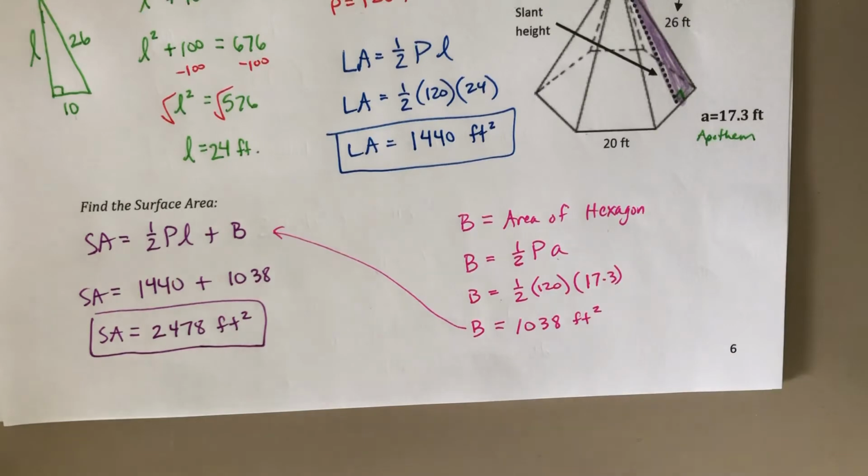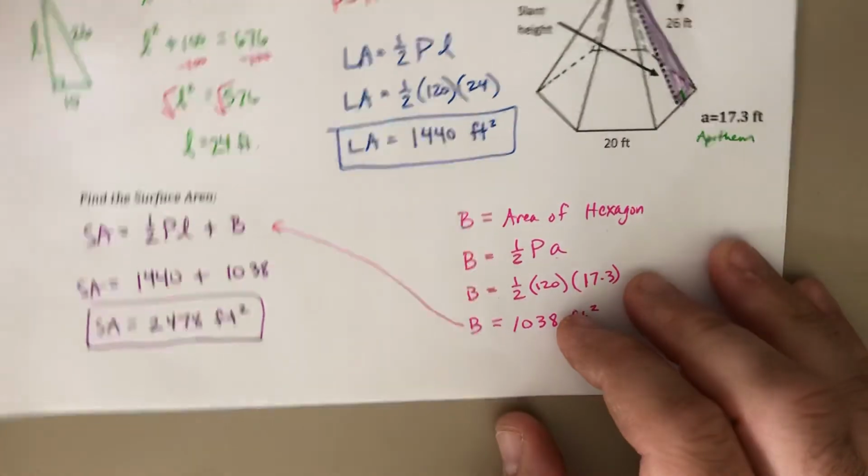So there's finding the lateral area and surface area of a pyramid. Let's look at a cone. So turn the page to our last little bit of notes for the chapter 10A.